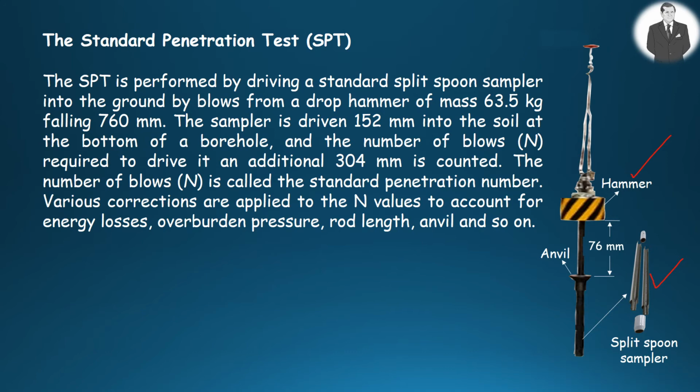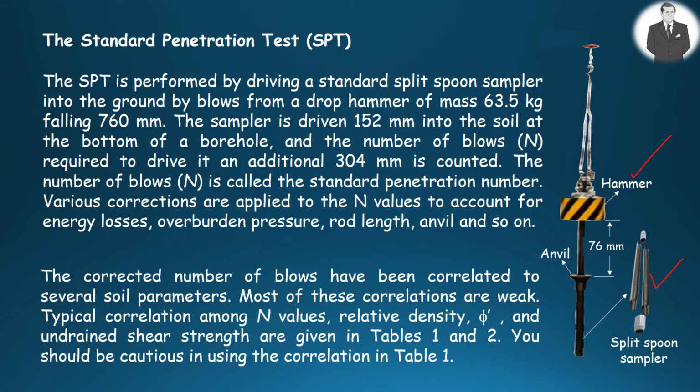Different corrections are applied to the N values to take into account energy losses, overburden pressure, rod length, anvil, and so on. The corrected number of blows has been associated with several soil parameters. Most of these correlations are weak. Typical correlations among N values, relative density, internal friction angle, and undrained shear strength are presented in the following tables 1 and 2. One should be very cautious in using these correlations.